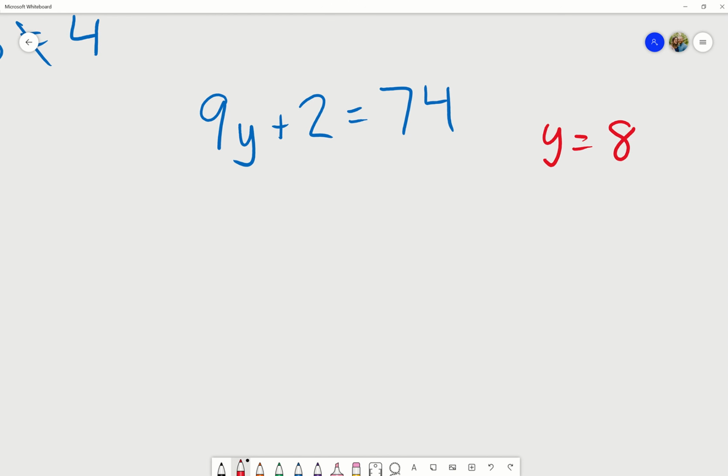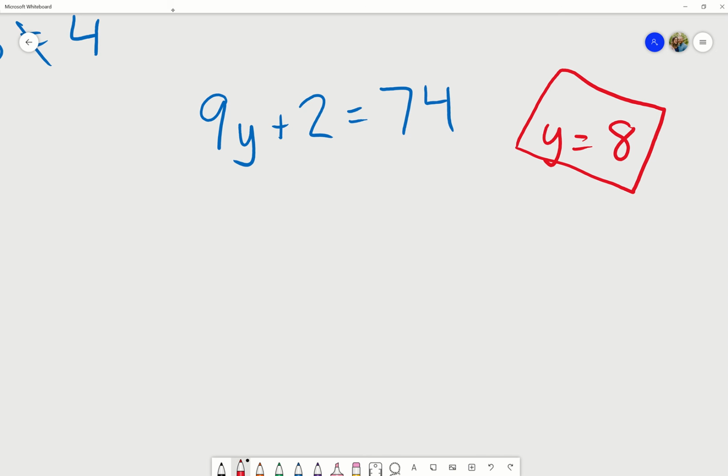All right, let's try another one. Let's say I have 9y plus 2 equals 74. And I tell you that y equals 8. We want to say, is y equals 8 a solution? Now we're getting into a two-step equation here. Remember, we love two-step equations so much. So we are going to plug this in.